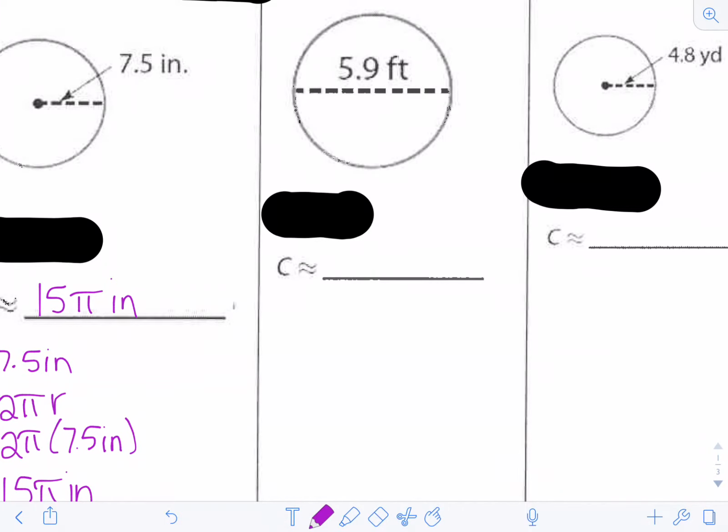Okay, so for this one, circumference is equal to, or sorry, before I do my circumference, I have my diameter. Diameter is 5.9 feet. So I need to figure out what my radius is. So I'm going to do 5.9 divided by 2.